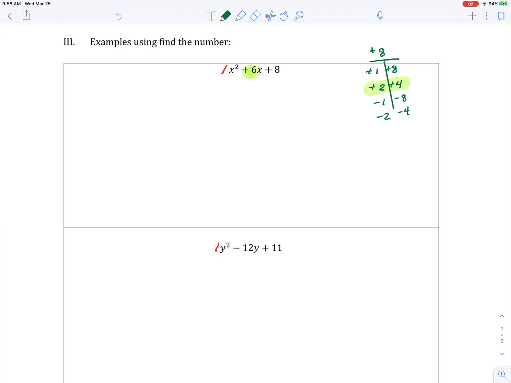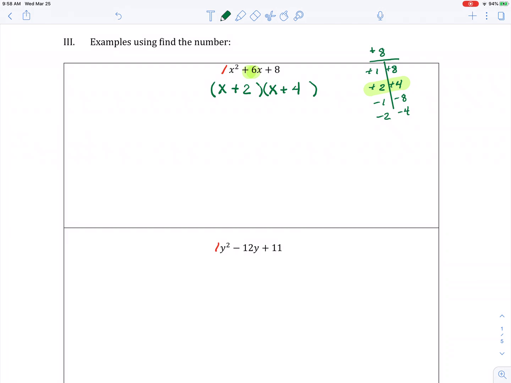So when the lead coefficient is 1, you go to your double parentheses, you take the x squared and you put 1x in each binomial parentheses, and then you put the numbers that you found in your chart in those remaining positions. And that's your answer. You have now taken this trinomial and you factored it.